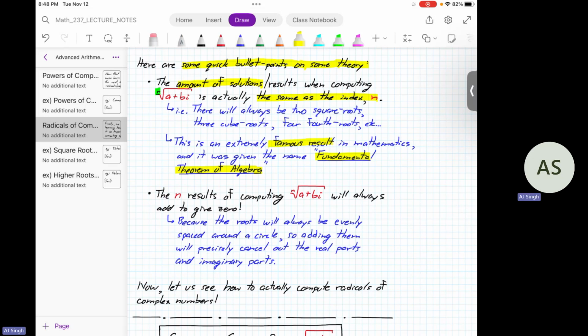The second bullet point is a way to check our results. As it so happens, the n results will always add to give 0. So if you find the cube roots of a complex number, you're going to have 3 answers, right? If you add up those 3 answers, they had better give you 0, meaning everything should cancel out somehow. That will always happen. And there are some theoretical reasons for this.